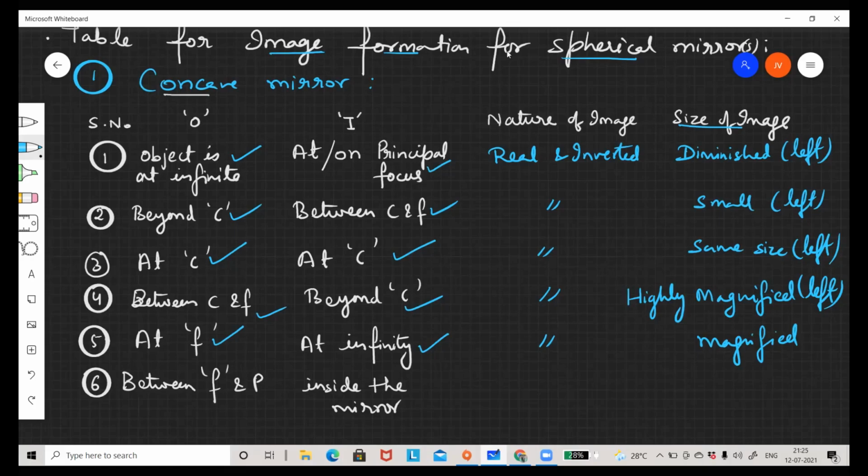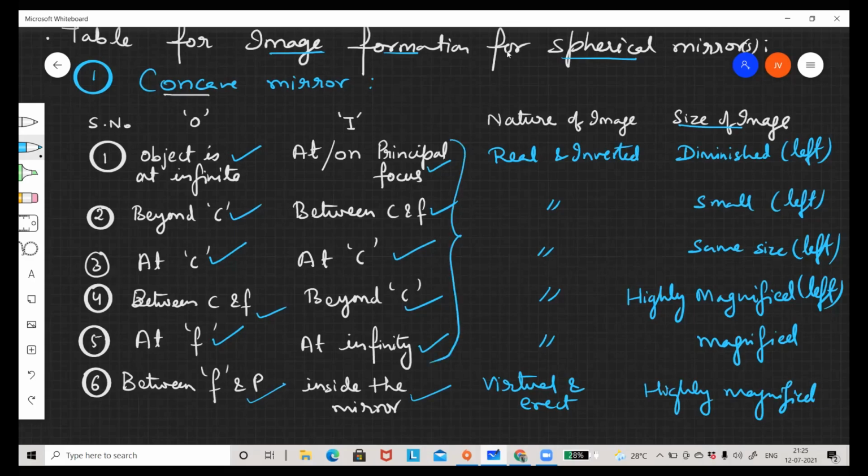In the last case, when the object is between F and the pole of the mirror, the image forms inside the mirror. This is the case of a virtual and erect image, and this is also highly magnified. That is the first 5 cases, where the image of the object is reversed or upside down, and in the last case it is virtual, erect and highly magnified. The last case is called the case of the dentist mirror.